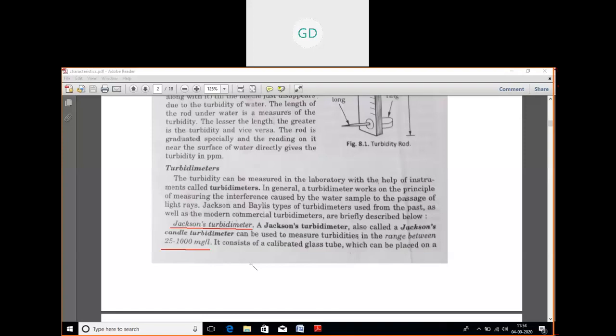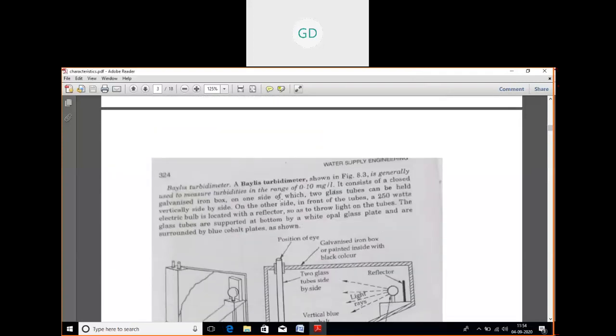Okay, then next we have Bailey's turbidimeter. You write down the range of turbidity as 0 to 10 milligram per liter.